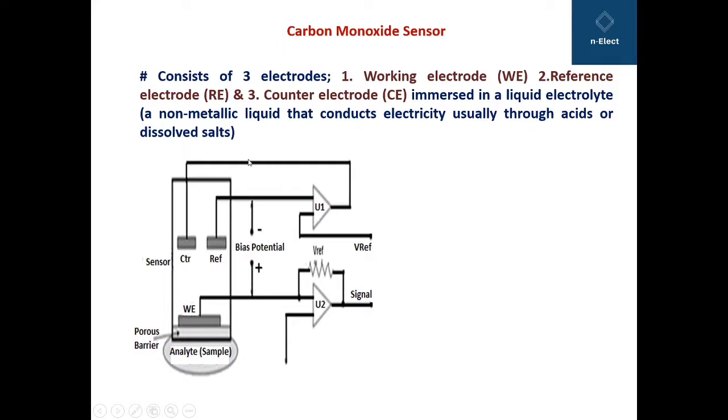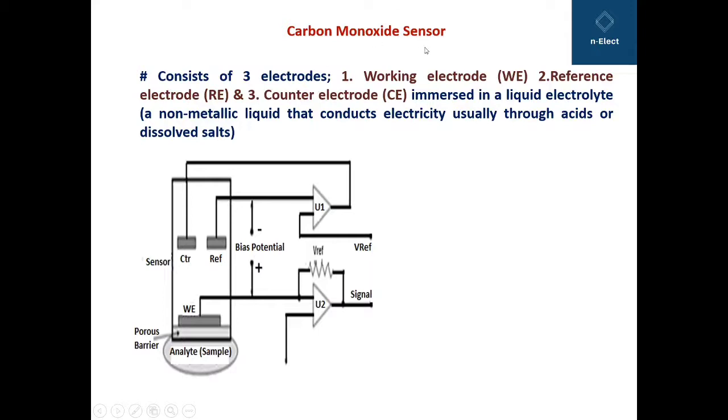Here you can see the carbon monoxide sensor diagram, and here the analyte or sample within which the carbon monoxide is to be detected. Here the porous barrier is provided, which is in contact with the working electrode. There are two more electrodes, control electrode and reference electrode, and this entire assembly works as a sensor. Here two operational amplifiers are provided with the reference signal and the signal provided, and the biasing potential is provided between one of the terminals of U1 and one of the terminals of U2.